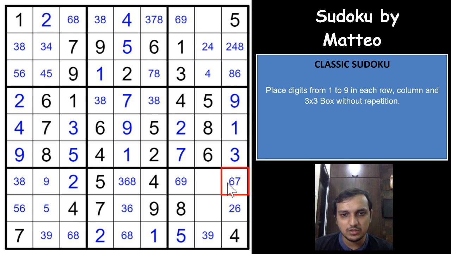It shouldn't be a difficult one now, because we have found an X-wing. We have found a simple coloring. I'm not sure anything else is remaining here. Hats off to the author for creating such an excellent Sudoku. I'm really enjoying this one. And let us see.